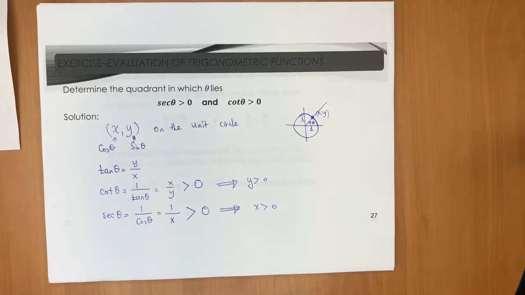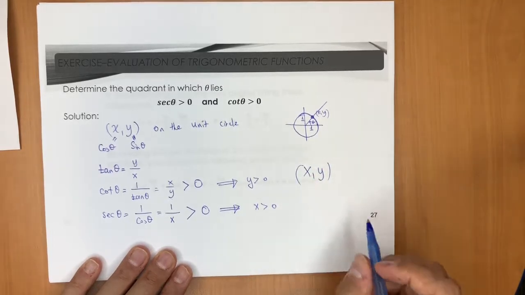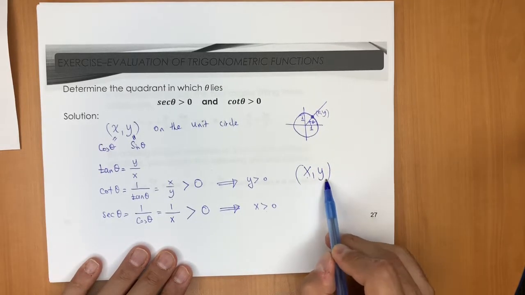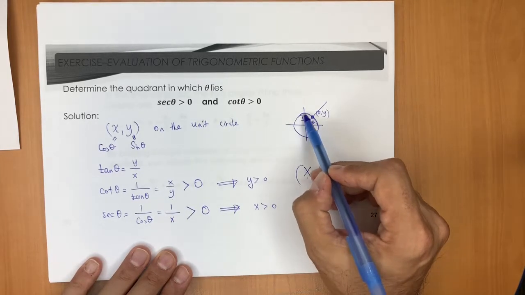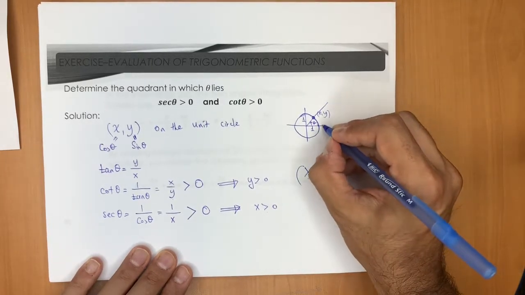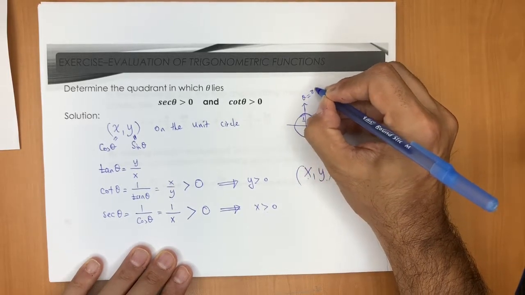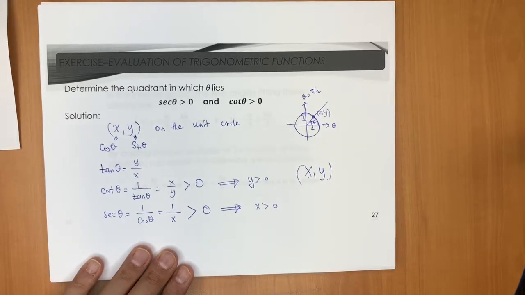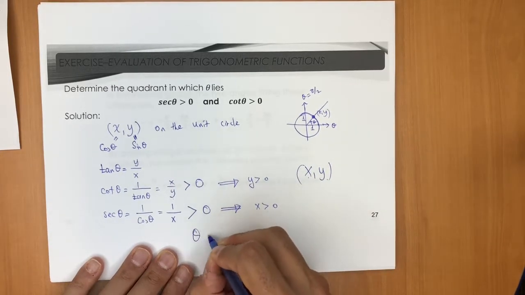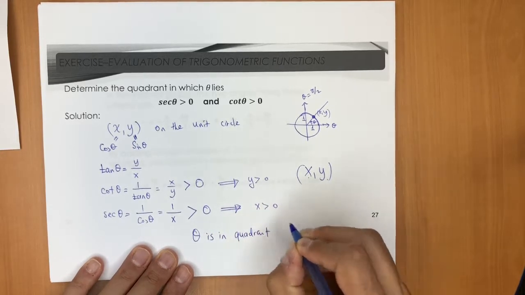So essentially, this implies that we're looking for a point x and y for which x is positive, y is positive. So that only happens in the first quadrant, right? Who is the first quadrant? The first quadrant is the one that involves thetas in between 0 and pi over 2. So that means theta is in quadrant 1.